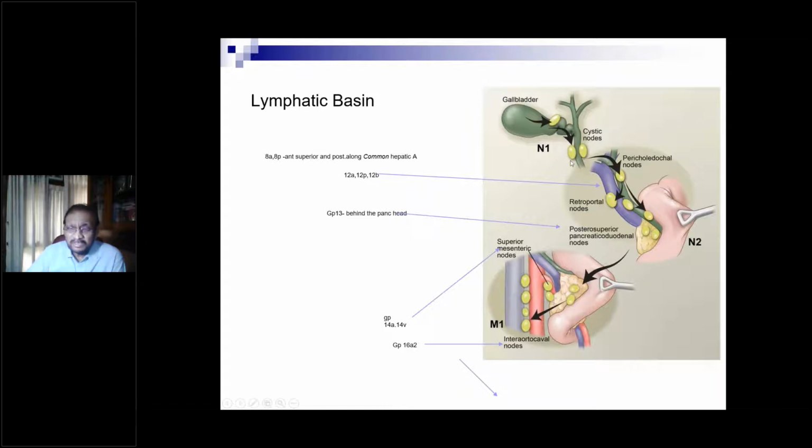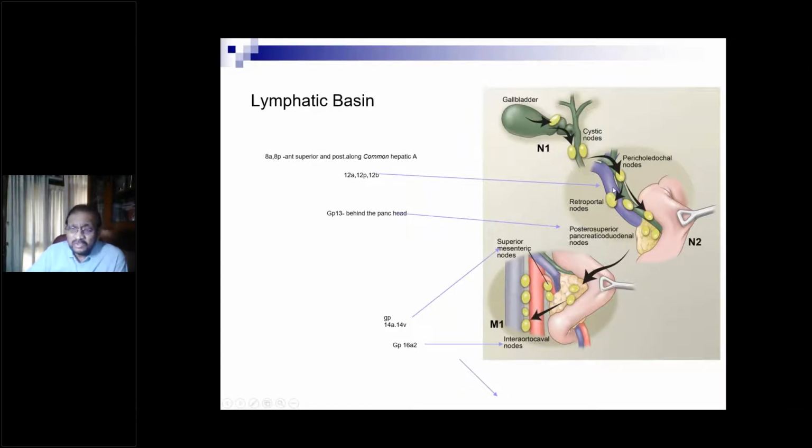This is basically what? There are local lymph nodes, not the paradoxal or the peridocal lymph node. Then it comes where? The retroperitoneal. And from here it goes to the pancreas, that is the posterior pancreas. From here it goes to the lymph node which is lying out here. Which one? The superior mesenteric lymph node and para-aortic or intra-aortic.